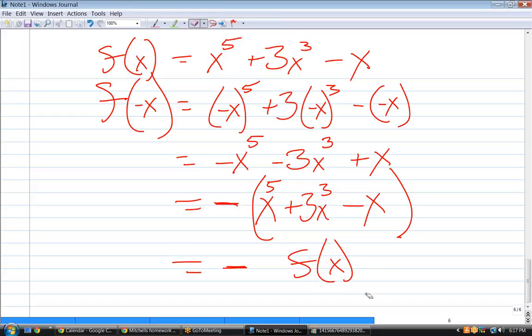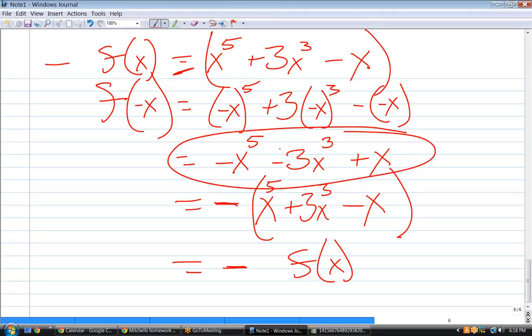And sometimes that's difficult to see. In other words, it wasn't terrifically apparent that this was the negative of that. But it's really important that if you have a function and you want to find the negative of it, that you put it in parentheses and stick that negative sign in front like that and then distribute it to every single term. And when you do that, you do get this.